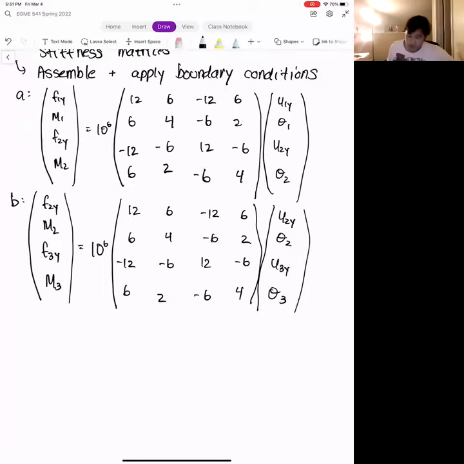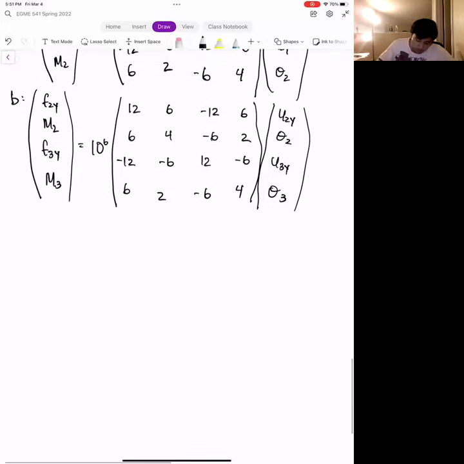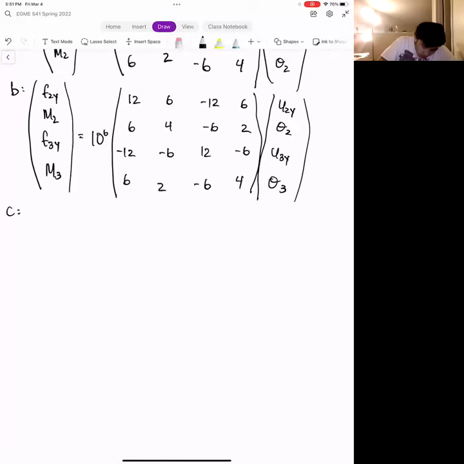Okay, so that's element B, mathematically identical to element A. It's just they're acting on different nodes. Next, we have element C. Element C is the same, it's just the nodes are different. Element C here acts on nodes 3 and 4, and so we have F3y, M3, F4y, M4.